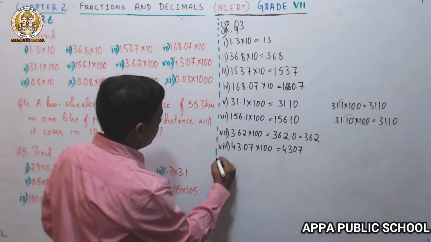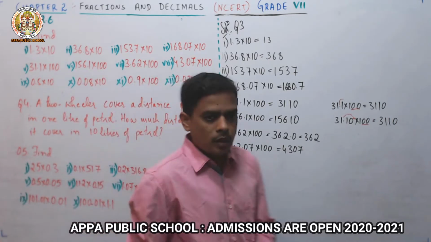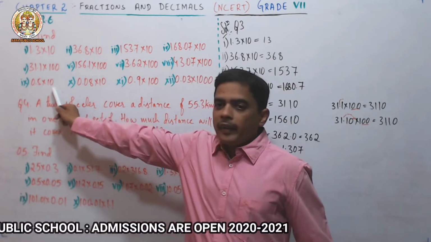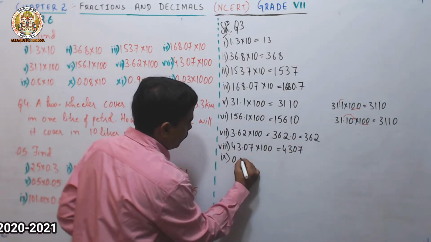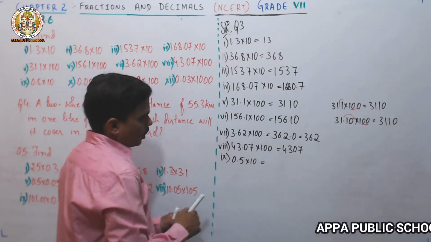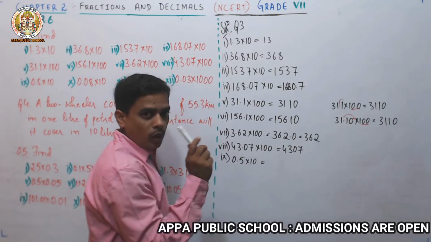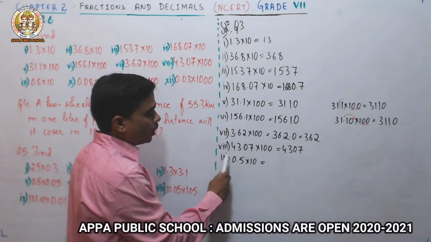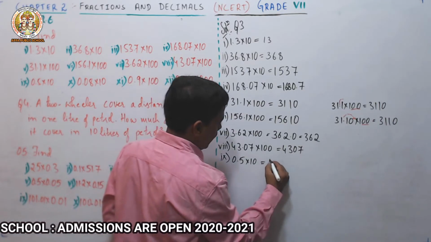Next, the 9th one. Question number 9 is 0.5 into 10. See here, after the decimal point 1 number is there. Multiplied with 10 means only 1 zero. Shift the decimal point towards your right by 1 position. Therefore it will be 5 as it is.